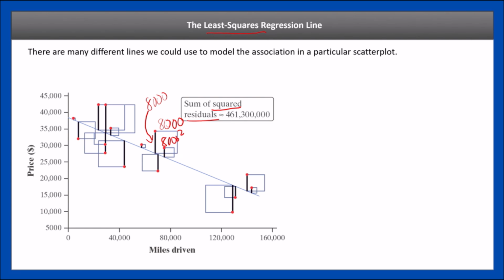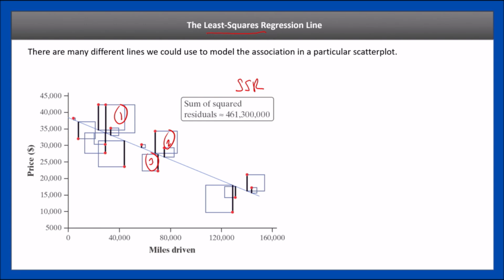And so what we want to do is add up all of the areas of these squares. So the area here plus the area here plus the area here and so on. That gives us my sum of squared residuals, okay? Sometimes we shorten that as SSR. And what we want to do is minimize the sum of squared residuals. We want to make that number as small as possible.